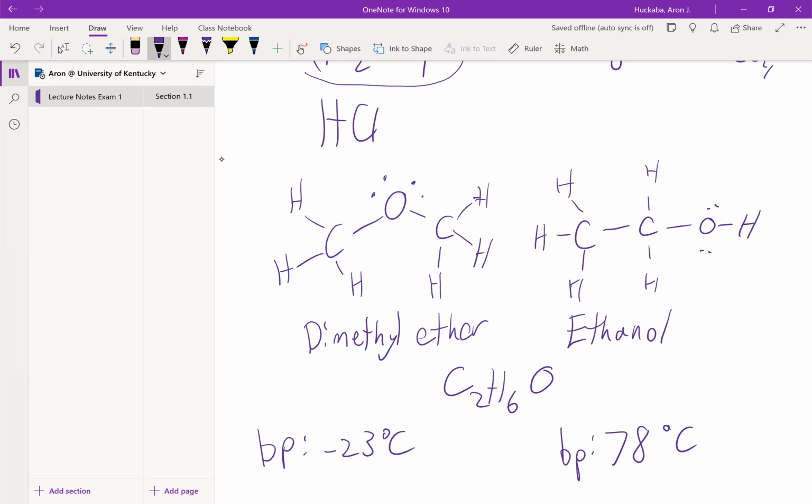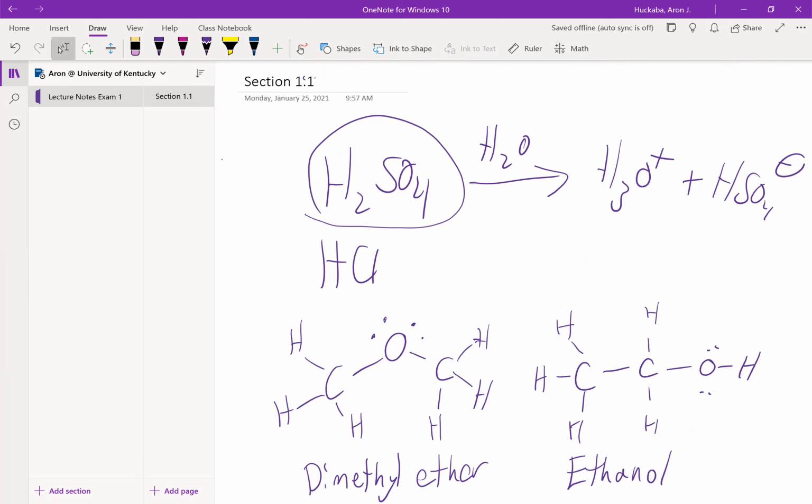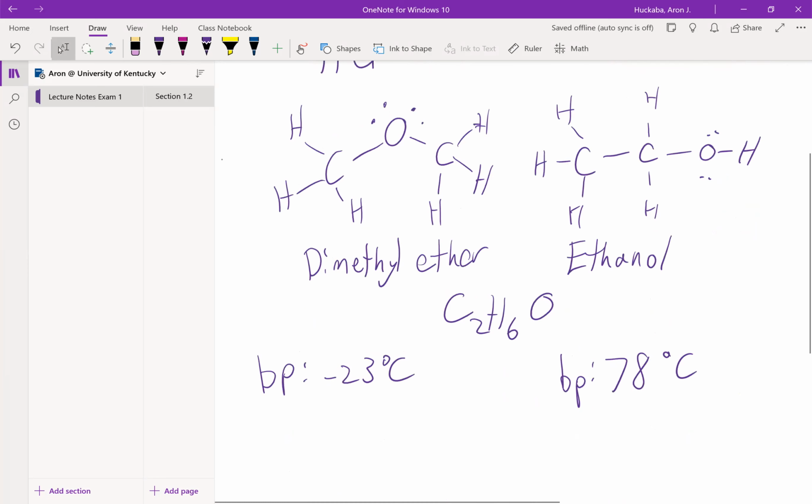And this is really the key point of organic chemistry, that we need to train ourselves to be looking for how molecular structure is different between molecules, because that is going to change the properties of those materials. Should be section 1.2, sorry about that.